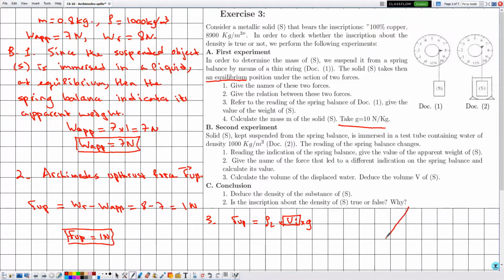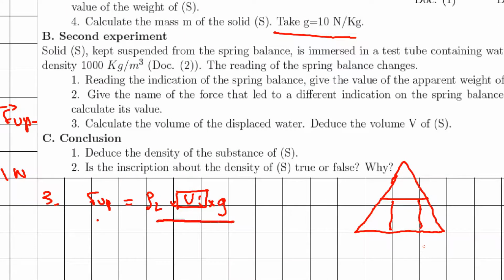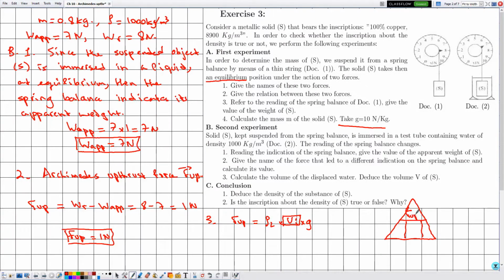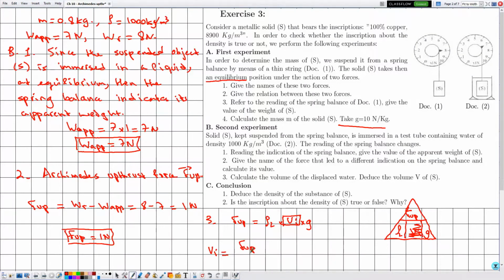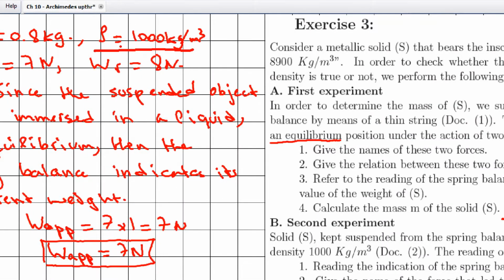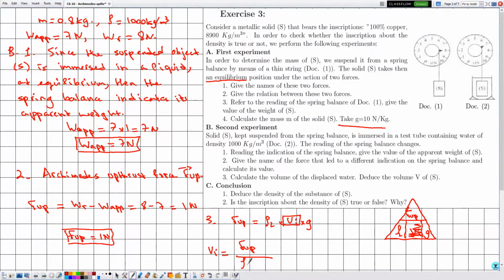So constructing the triangle of this formula, because we have multiplication, F upthrust will be at the top, and rho L, VI and G at the bottom. We are interested in calculating the value of VI. So putting our hand over VI, VI is equal to F upthrust divided by rho L and G. Here the density is denoted by rho, multiplied by G.